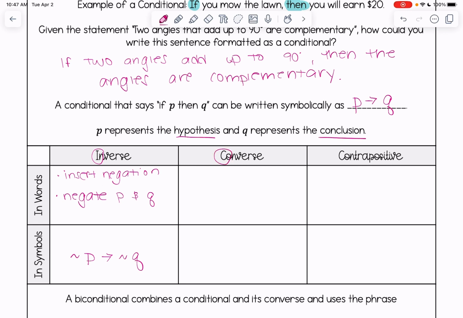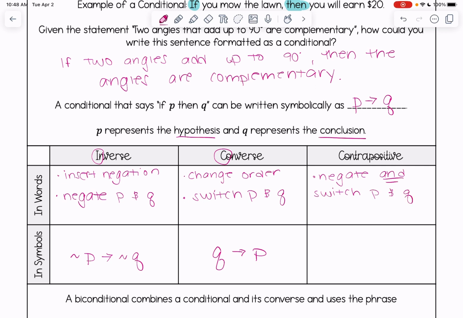Converse starts with CO, so I always remember that as change order. And that would mean that we switch P and Q. So if an initial conditional was P arrow Q, we're going to swap that and we're going to do Q arrow P. Okay, for the contrapositive, that's the combination of both of them. So you are going to negate, and we're going to do both things here, switch P and Q. So again, if our initial conditional is P arrow Q symbolically, then we're going to write not Q, arrow, not P. So we have inserted the negation and we have changed the order.